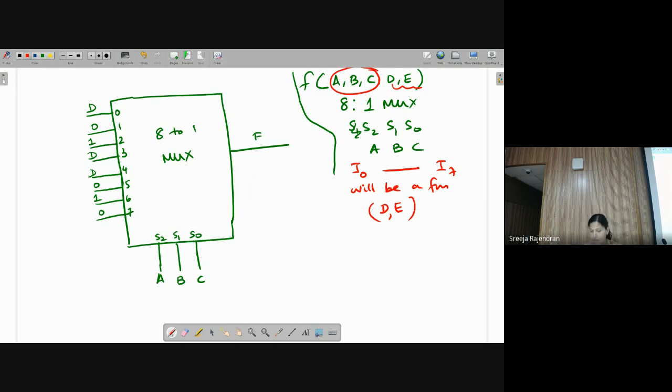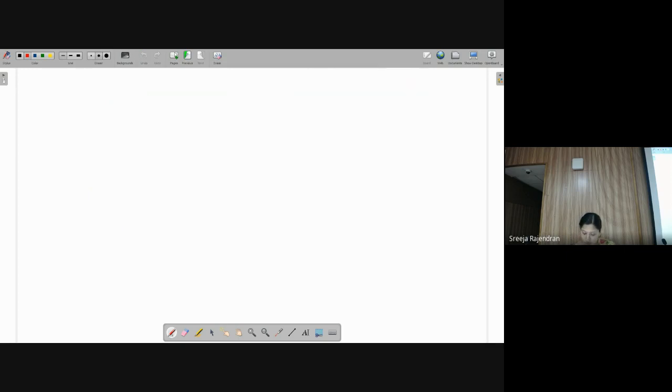So when you get the expressions for each of them, it will be a function of whatever is remaining after utilizing the most significant variables for the select lines. Now, mux tree: we already saw the implementation of a 4 to 1 mux using smaller muxes. That is, using 2 to 1 mux we implemented a 4 to 1 mux. That is called a mux tree, where you have different stages.